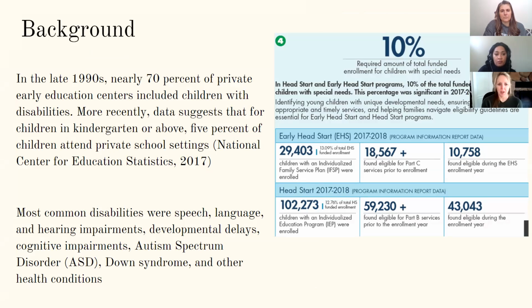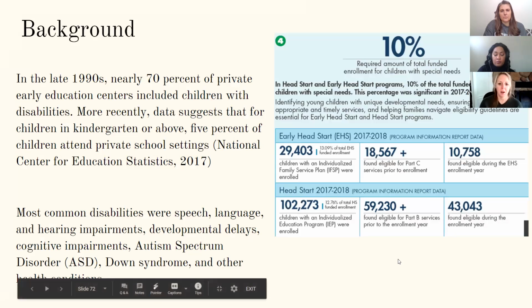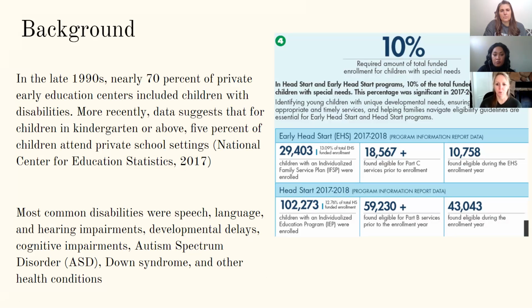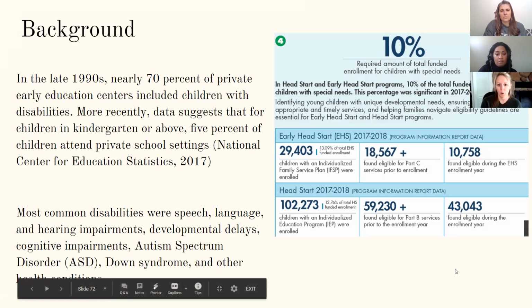So 70% of private early education centers included children with disabilities in the 1990s. More recently, though, data suggests that for children in kindergarten or above, 5% attend private school settings. And you can see in this infographic with Early Head Start that 10% of the total funded enrollment must be with children with special needs. So there's a significant portion going to support children with special needs with Head Start.